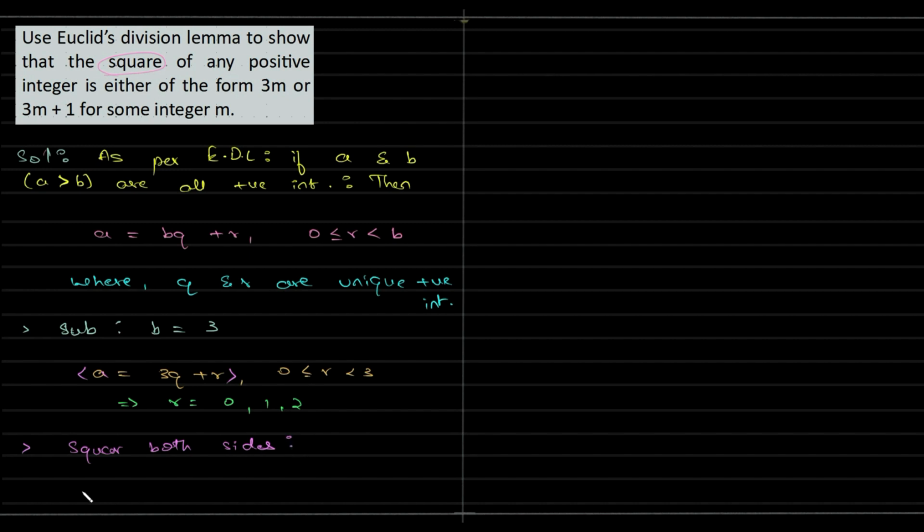So we have A square is equal to 3q plus R the whole square. So what is the formula which we are using? A plus B the whole square is equal to A square plus 2AB plus B square. A small note, if you want to understand identities and stuff, I have a basic video, please do watch that, right? So your A square will be 3q the whole square plus 2 into 3q into R plus R square.